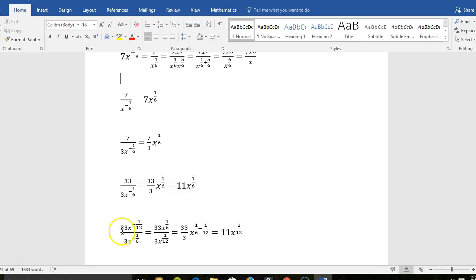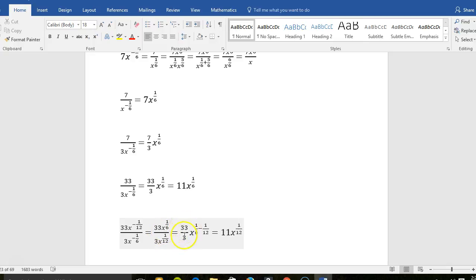And now let's look at this next one. 33x to the negative 1/12 over 3x to the negative 1/6. Now watch out. Here's what happens. That x to the negative 1/6 jumps up and becomes x to the positive 1/6. That x to the negative 1/12 jumps down and becomes x to the positive 1/12. Now the 33 and the 3 don't change.